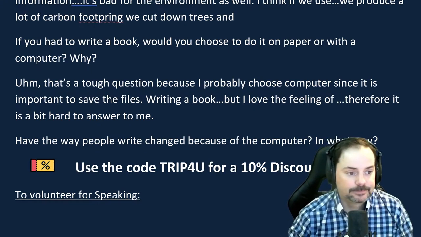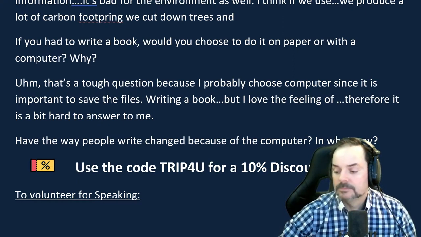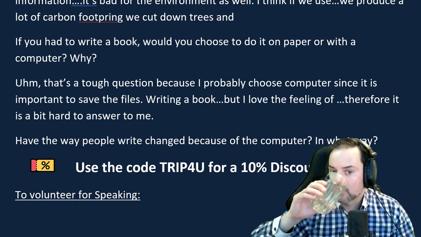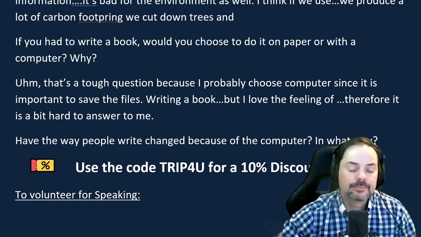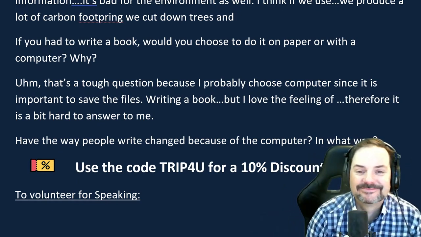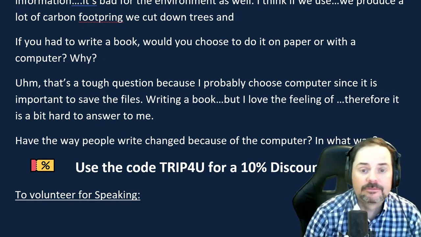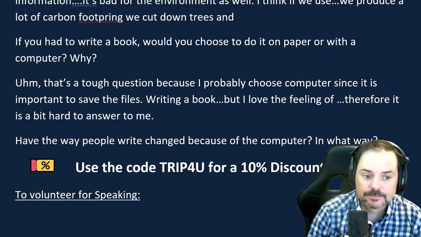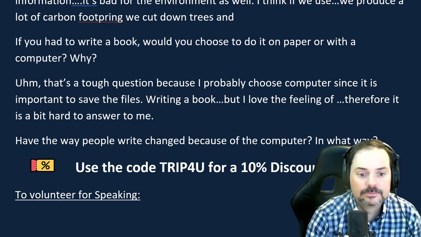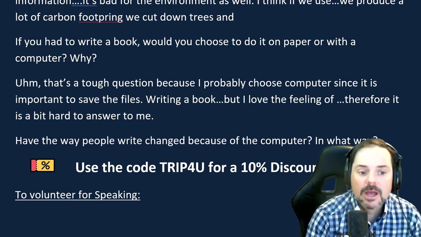Why? Given the chance, I would like to write a book on a computer, because it is important to save files. I wouldn't want to lose many hours of work writing on paper. Okay, many hours of work, or risk losing many hours of work.